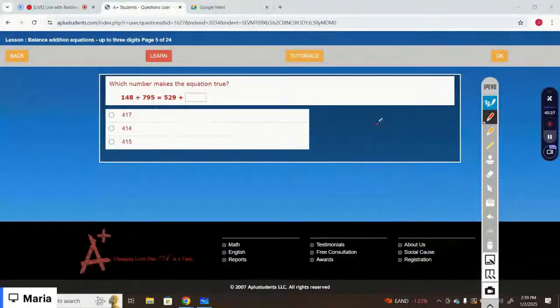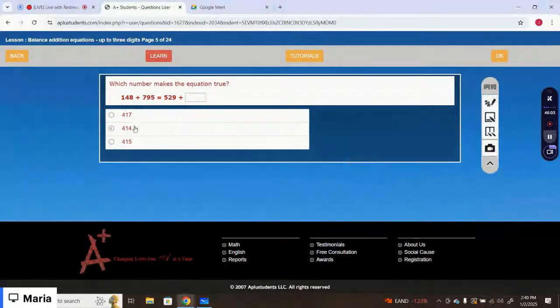8 and 5 makes 13, 3, 1 carry. 9 and 4, 13 and 1, 14, 7, 8 and 9. So now you have to find the missing number. So subtract 529 from the sum. So that is 13 minus 9 is 4, 3 minus 2 is 1, and 4, that is 414. Option number 2 is the correct option. The correct option is option number 2, that is 414. Okay, you can complete the lesson by yourself later today.